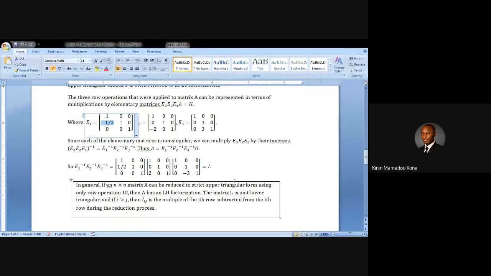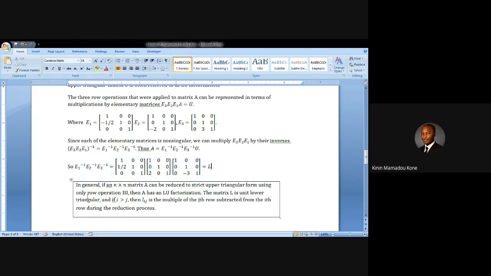Since the elementary matrices are non-singular, we can multiply by their inverses, and we have E3 E2 E1 inverse equals E1 inverse, E2 inverse, E3 inverse. Thus the matrix A is going to be equal to E1 inverse, E2 inverse, E3 inverse multiplied by the upper triangular matrix U. Now E1 inverse times E2 inverse times E3 inverse is going to be equal to this multiplied by that multiplied by this, which is equal to the L matrix.